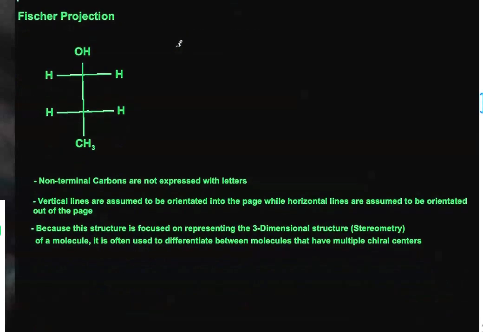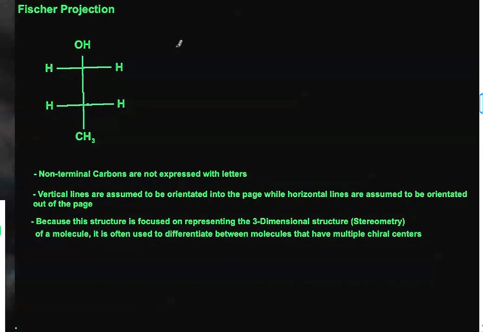Next we have the Fischer projection. Now this is the first projection that we're doing, which is actually going to show the molecule in a three-dimensional structure. To me, this one always looks a lot like a dash formula, just on its side. But some of the key notes that you need to see here in the Fischer projection are that the non-terminal carbons, though they aren't expressed with letters, do exist. And you can see those here at the line intersections. Those are the non-terminal carbons.